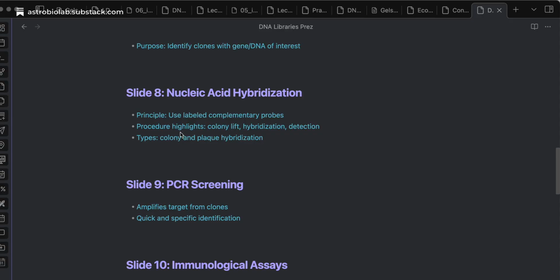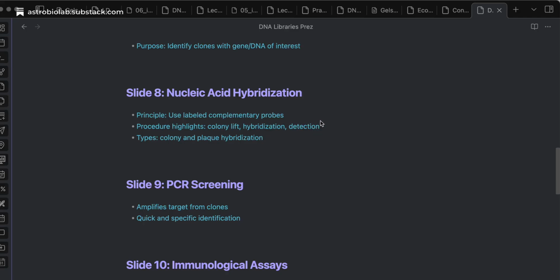So how you do the procedure, you lift the colony which has the genes of interest. The way this happens is you have your whole library and you're able to clone that library onto separate plates, and you introduce the probe to all of your library so that hybridization can happen. Then you use a detection mechanism which detects the fluorescence from your probe.